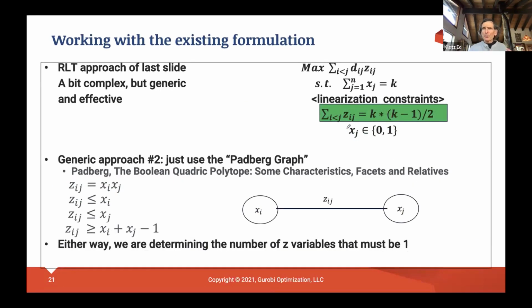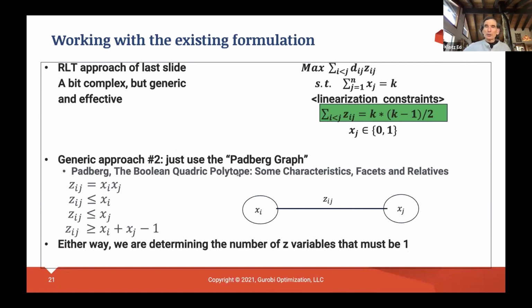So that was a bit complex, a bit messy, but it is generic and effective. We could try it on other models and potentially have success. I now want to talk about a second approach that does not appear in the blog, which is to use the so-called Padberg graph that is described in Padberg's Boolean quadric polytope paper.